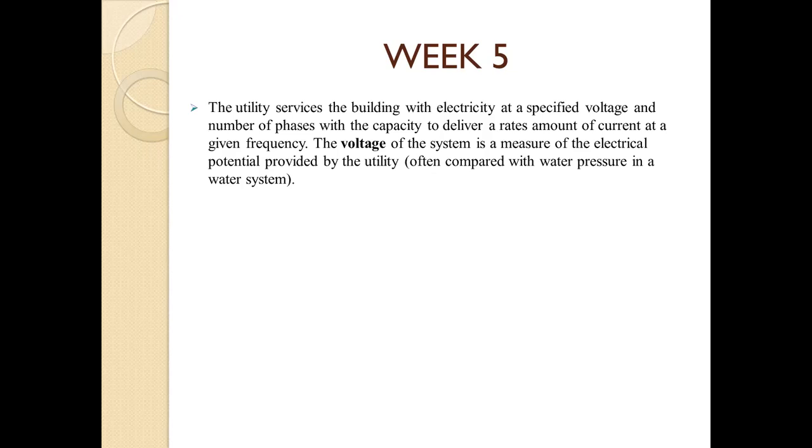The utility service supplies the building with electricity at a specific voltage and number of phases, which is the capacity to deliver a certain amount of current at a given frequency. The voltage of the system is the measure of electrical potential provided by a utility, often compared with water pressure in a water system.